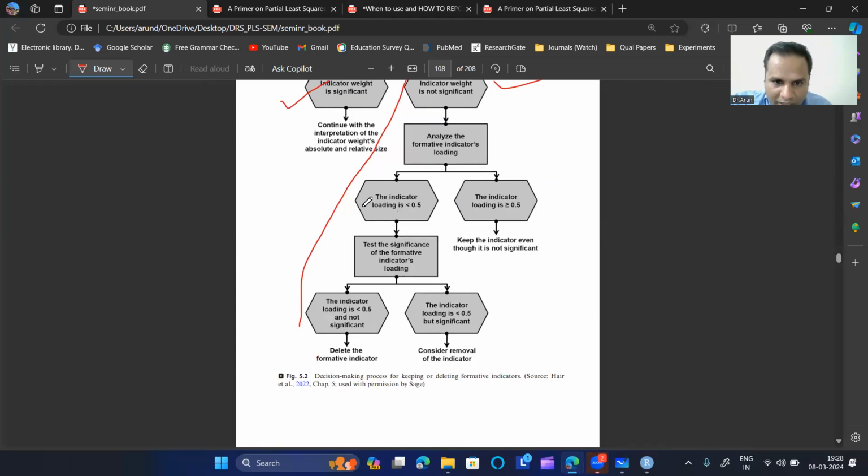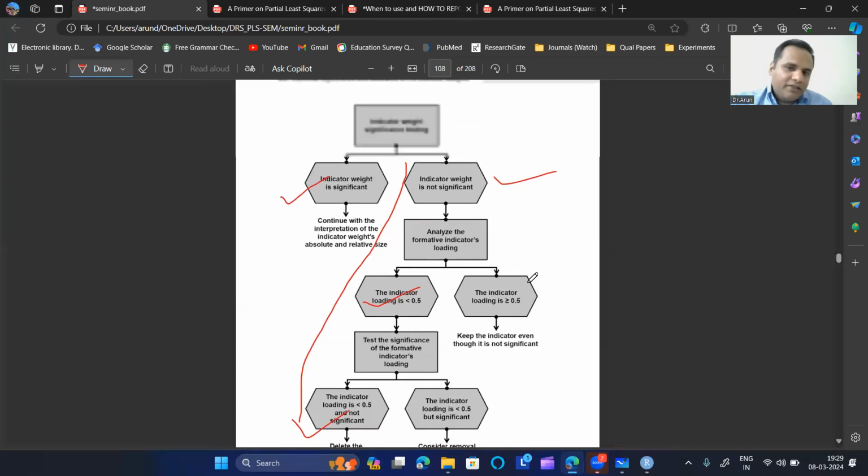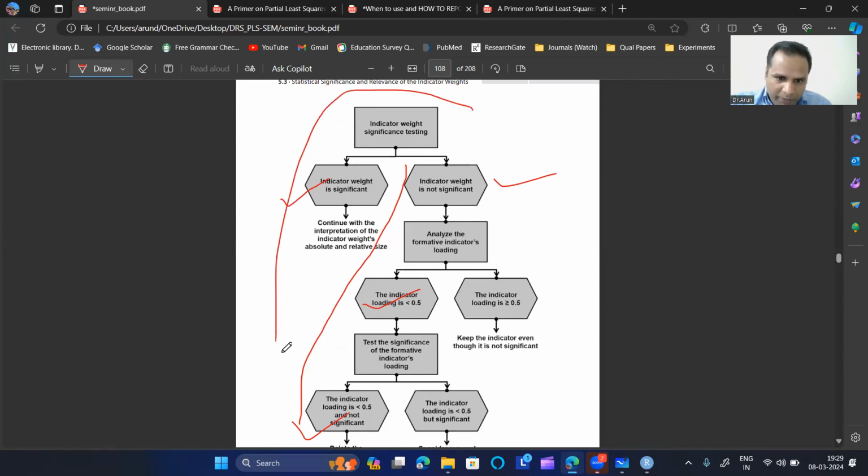If you're seeing the loading, if the indicator loading is less than 0.5, then test the significance of the loading. If the indicator loading is less than 0.5 and not significant, we will delete it. But if the loading is 0.5 or less than 0.5 but significant, I'm going to retain it. This is the diagram I implemented in evaluating the weights of the formative construct, Felix ji.